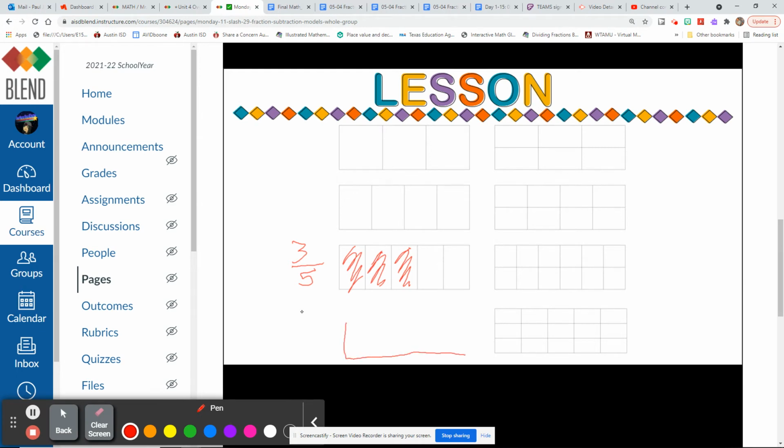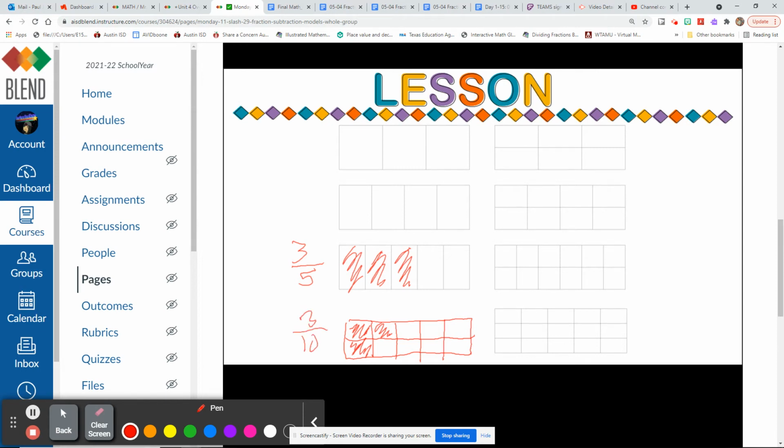Okay, so let's just do the same thing we did over here, right? And it's fifths, but if we cut all of our fifths in half, then it's tenths. Hooray! All right, so we did it. There's 1, 2, 3 sprinkled pieces out of 10.